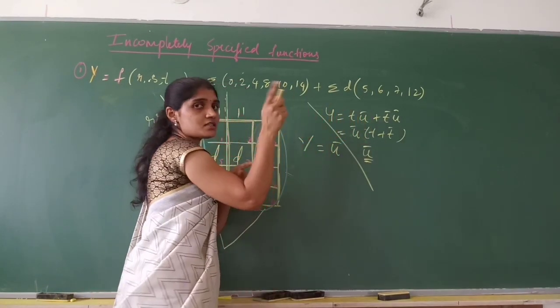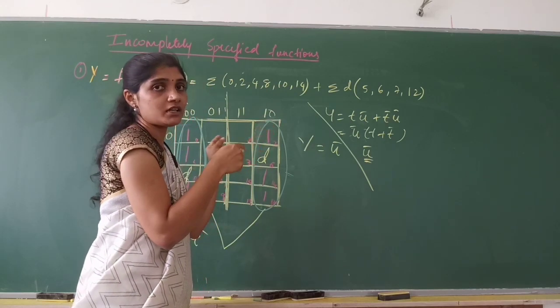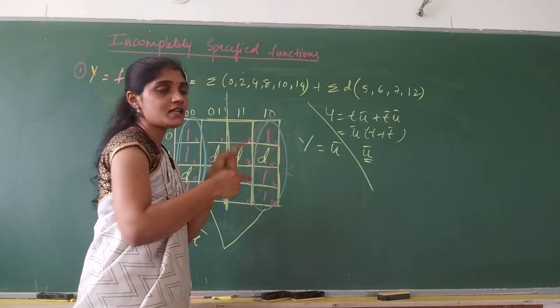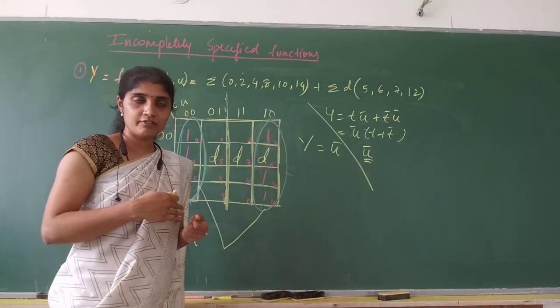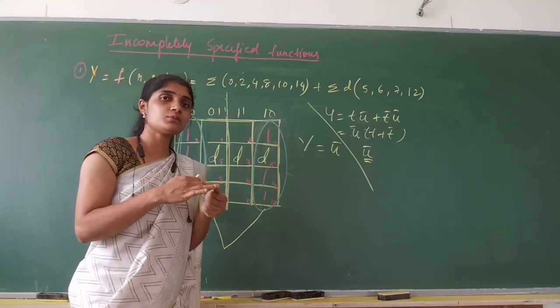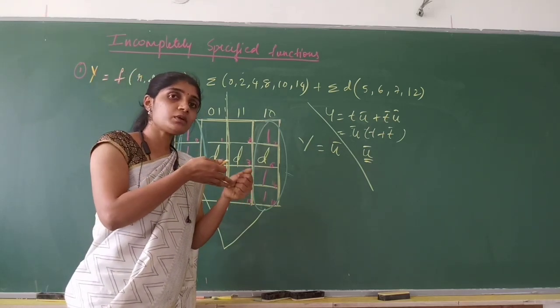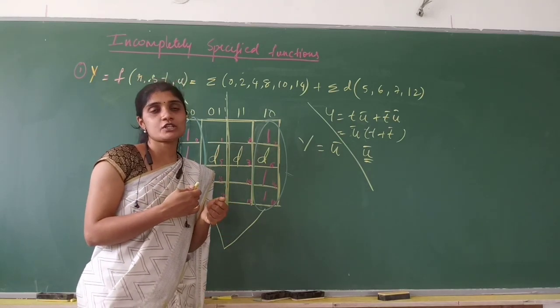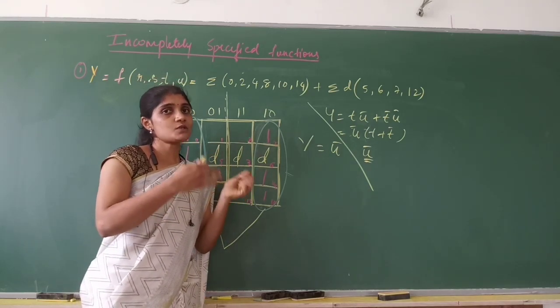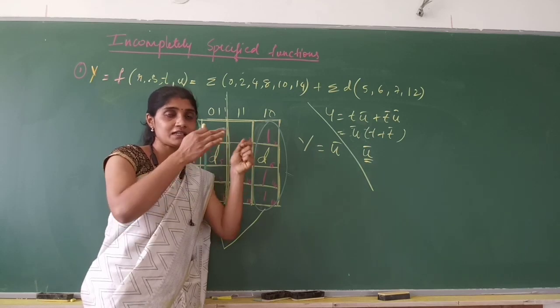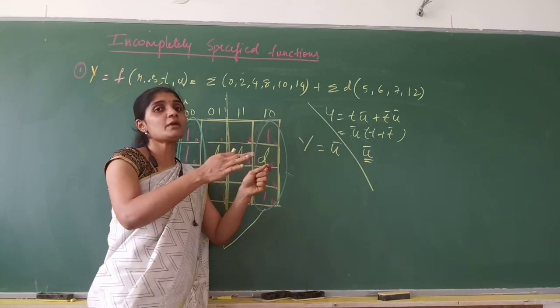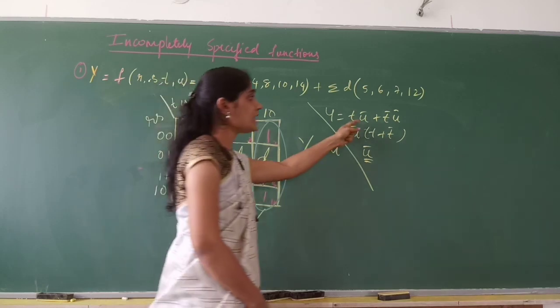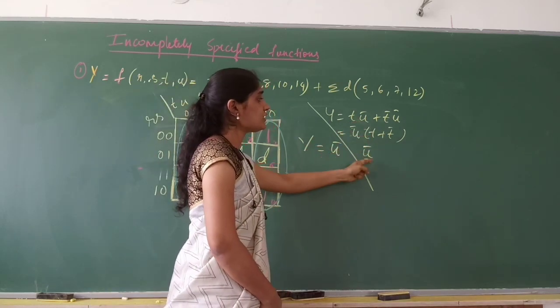This is not the simplified equation that we could get from K-map. That means something is wrong. Something we have missed out in the K-map. We have not done the grouping correctly, because when you use K-map and simplify, you should get the simplified equation. You should not be able to simplify it further. K-map itself is designed to give us the simplified equation. But look at this, I could simplify it further and get U bar.